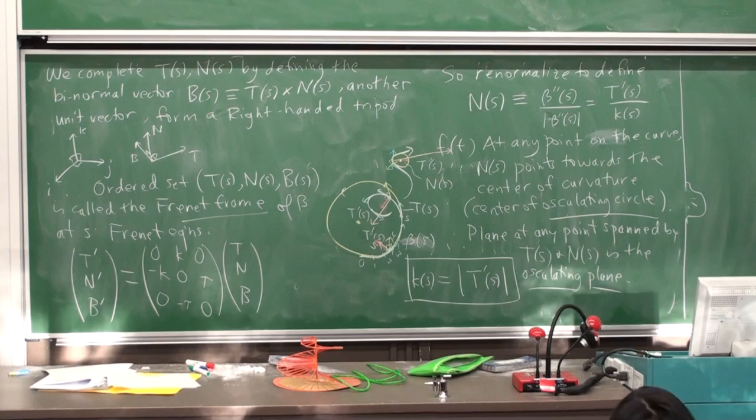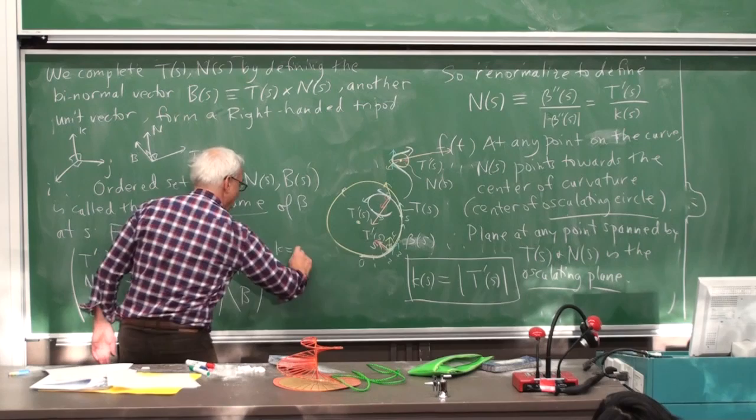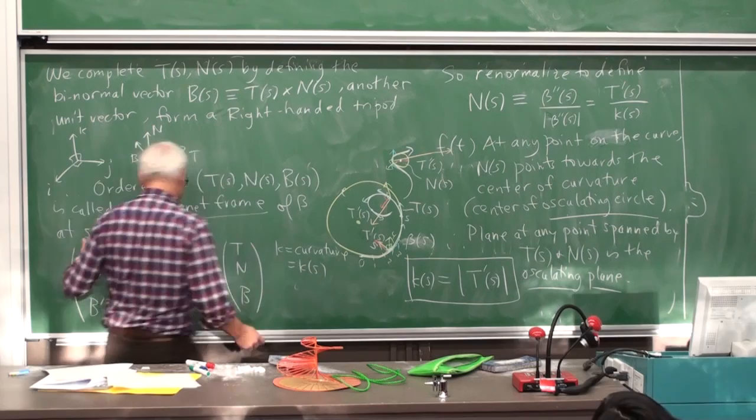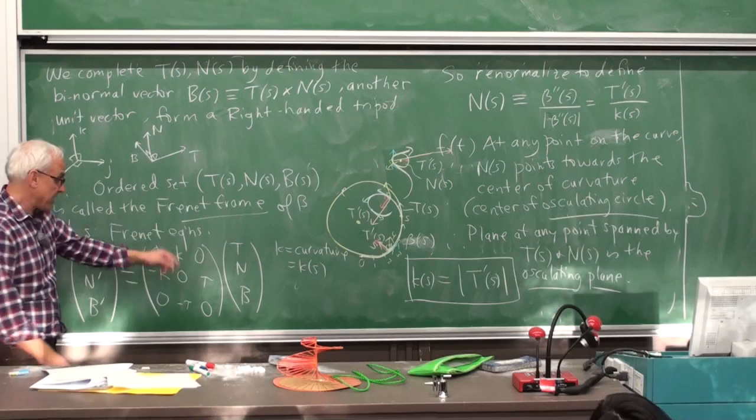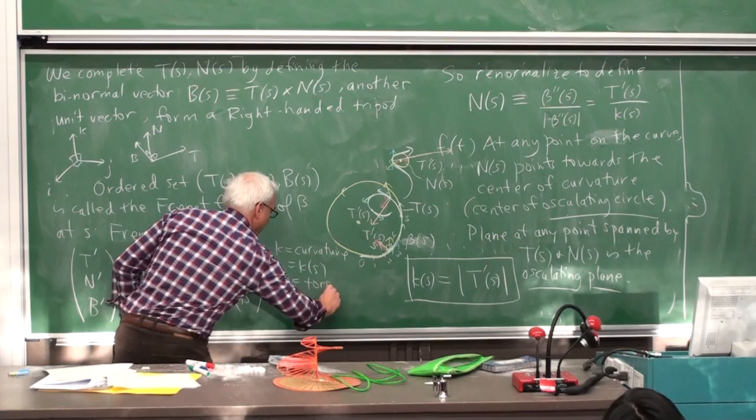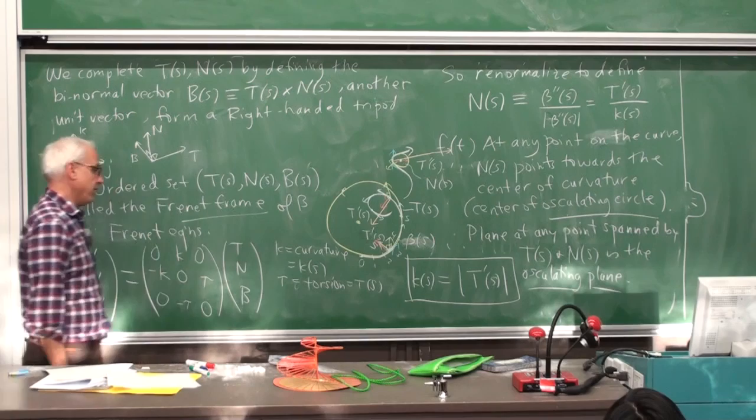Okay, so that's the Frenet equations, where K is the curvature that we've already defined. So it's really a function of S. Everything here is a function of S. I don't always put of S, but everything is a function of S. And this tau is a new thing. Tau is the torsion of the curve. It's also a function of S. So I have to tell you what that is, and I have to tell you how you get these equations.